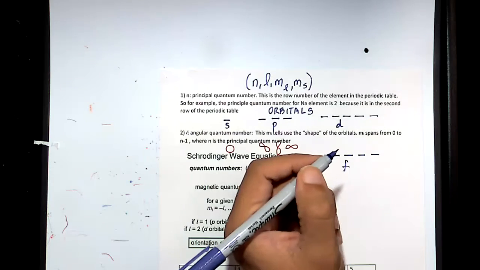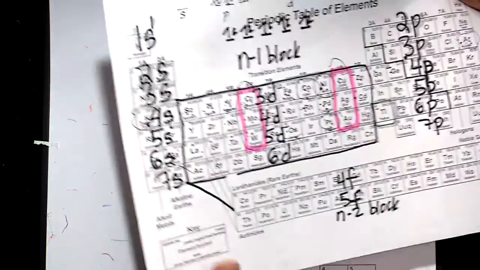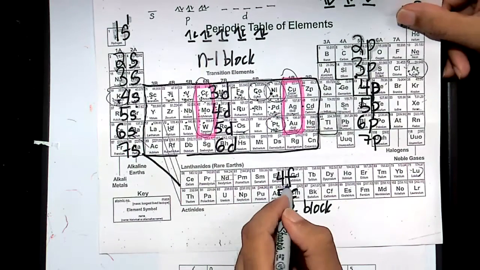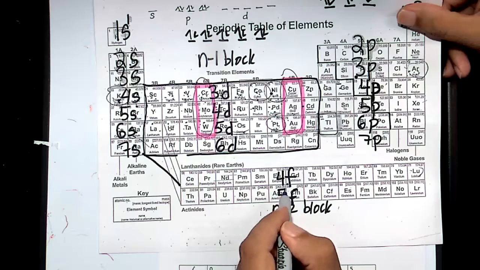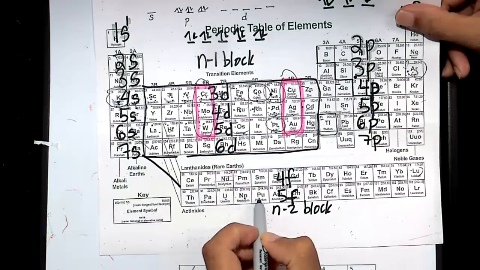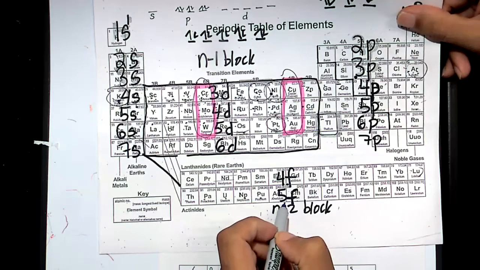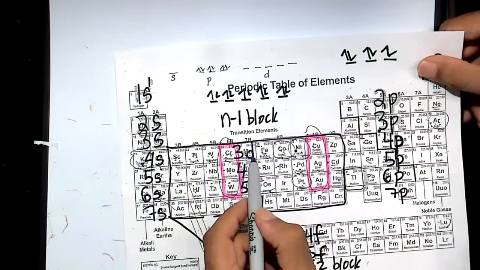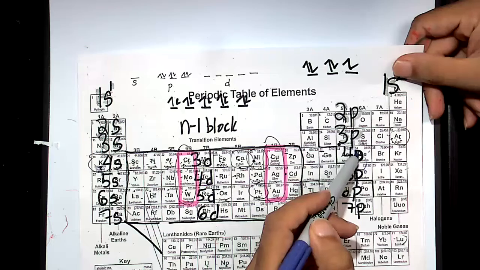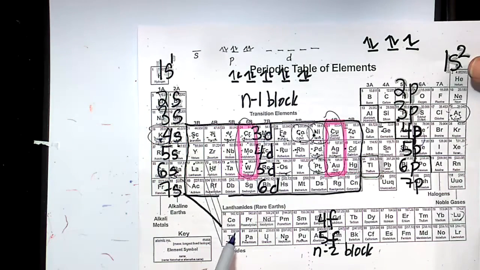The f electrons are these elements down here. Let's get your periodic table. These elements here, the electrons go to the f orbital. 4f, principal quantum number 4. The elements here, these electrons go to the f orbital, principal quantum number 5. Here, the electrons go to the d orbital. Here, the electrons march to the p orbital. Here, the electrons march to the s orbital. They march in a very specific order.